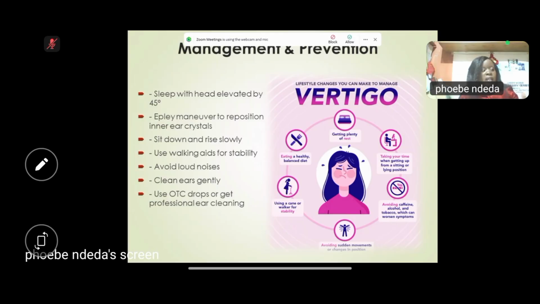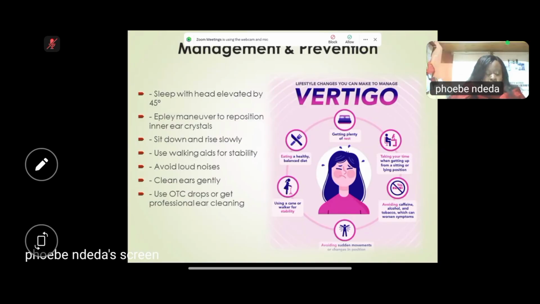In a house or in a room, those people in that room are the only people who are supposed to hear that sound. Anybody else from outside is not supposed to hear the noise that is coming from your room or your apartment. Be private. Your noise must stay within your premises. So also clean your ears gently. Don't be rough cleaning your ears. You can also use the over-the-counter ear drops or get professional ear cleaning.